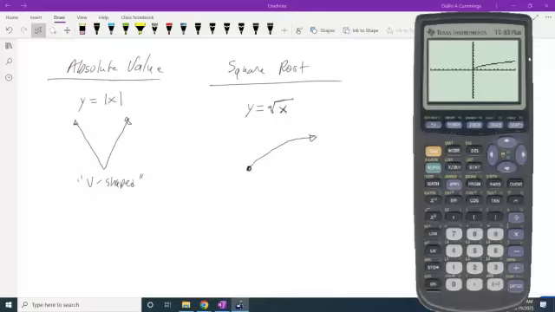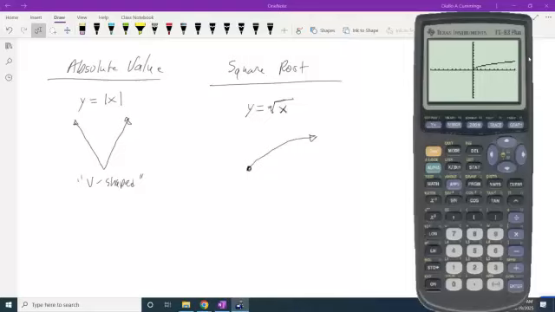Well, if I substitute x as 0, the square root of 0 is what? 0. So that's my point right here, 0, 0. And if I go over 1, when x is 1, the square root of 1 is what? 1. So that means when x is 1, y is 1. So if I graph that, x is 1, y is 1, and so on and so forth.